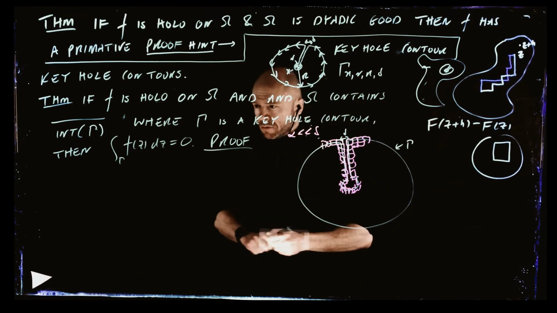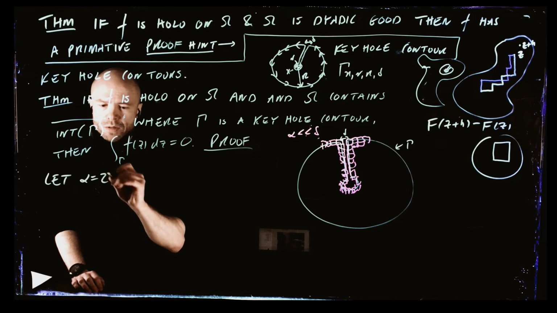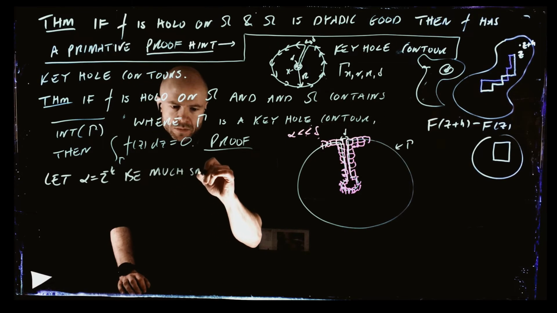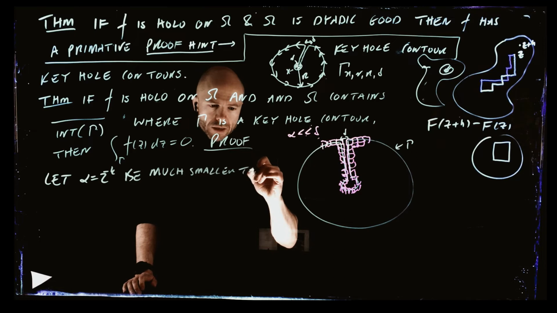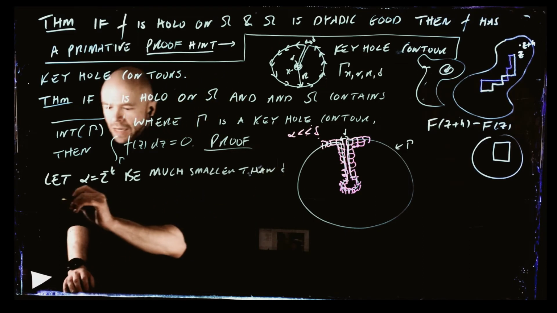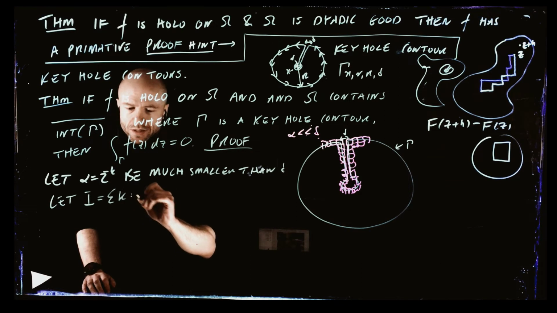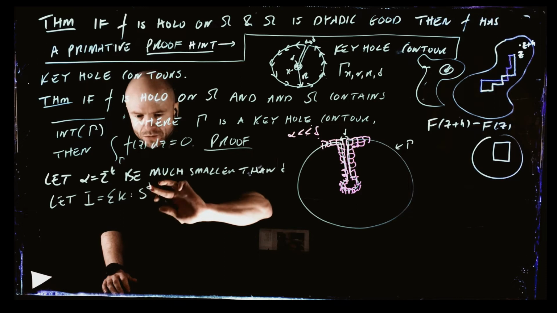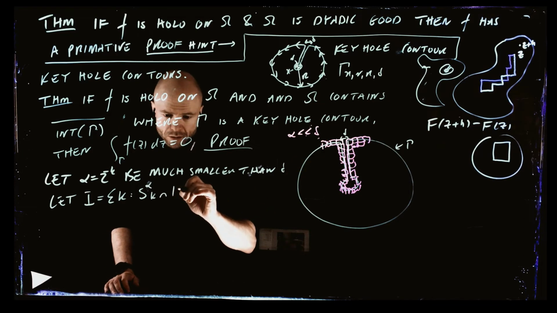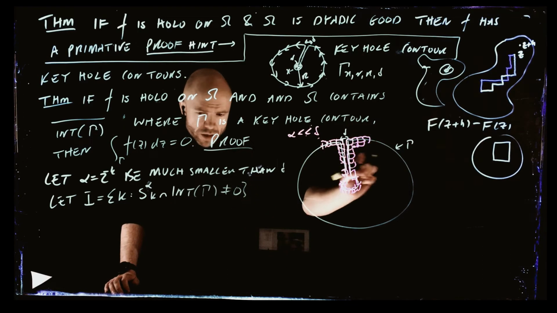So what we're going to do, let me actually write down some words. Let alpha equal 2 to the minus k be much smaller than delta. And let I be the set of all k such that the squares of side length alpha, S alpha k, intersect the interior of the keyhole contour, that intersection is not equal to 0. Those are all the squares that I'm drawing here.